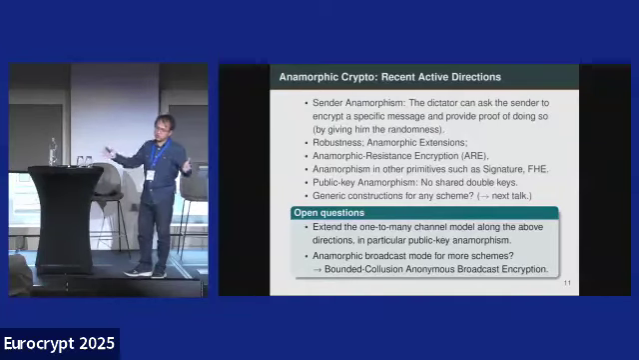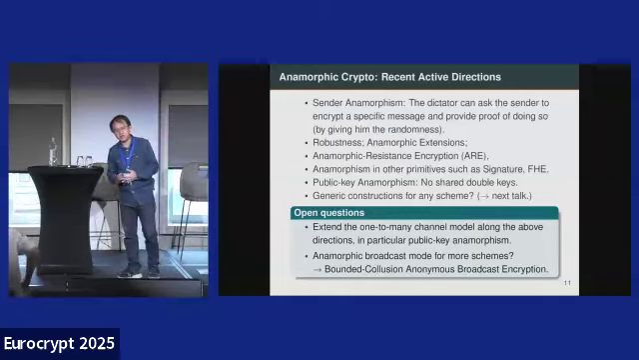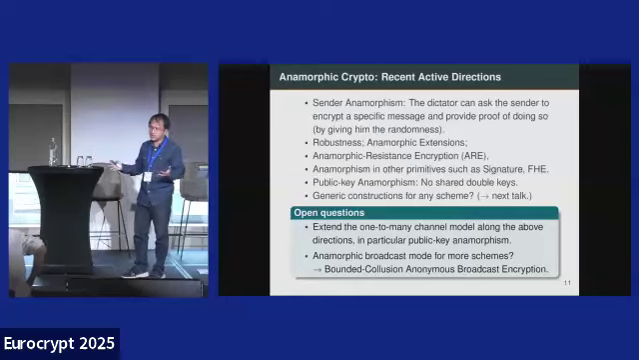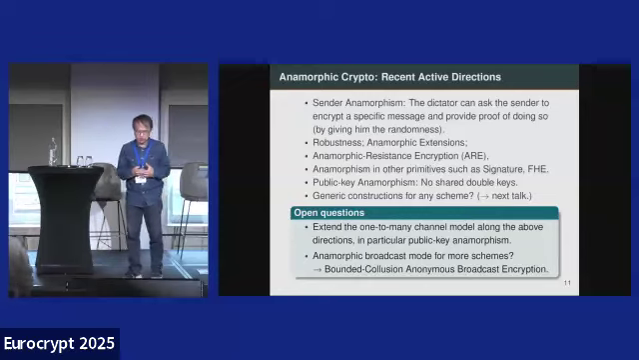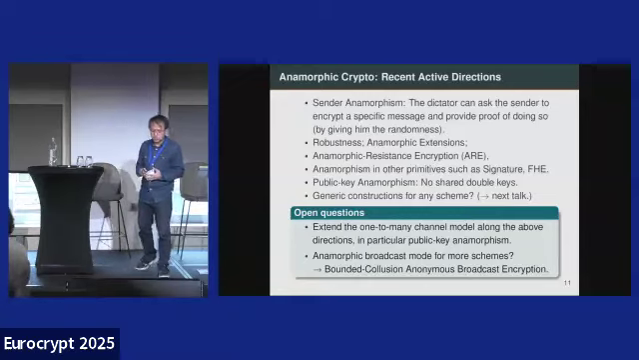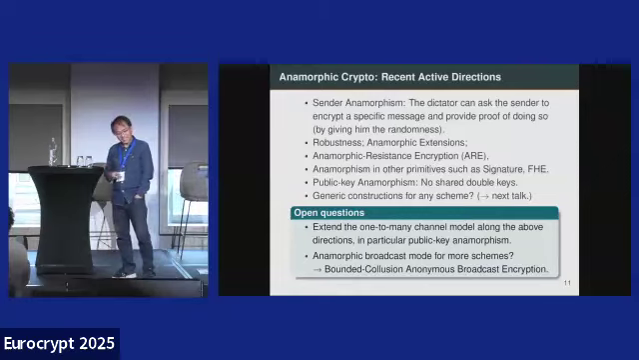we only need to establish a small number of channels. So for example, some 100 receivers or channels is pretty enough. And so I think it could be interesting to reconsider the bounded collusion anonymous broadcast encryption. So I conclude the talk, and thank you for your attention.